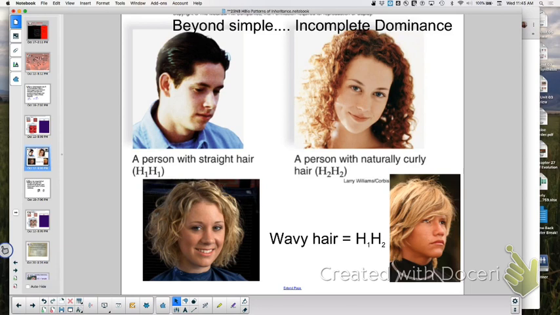Black bunny, white bunny, the babies have black hair and white hair. Incomplete dominance: a black bunny with a white bunny and all the hairs are gray. You see the difference between the two?